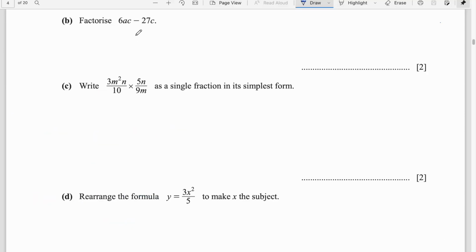Question number 2, B part. Factorize. So we take out common. So this is 3c into 2a minus 9. C part. Write this as a single fraction in its simplest form. 3 one time, 3 three times, 5 one time, 5 two times. M goes with this, so we are left with single m, and n square, and 2 three times is 6. So mn square by 6.